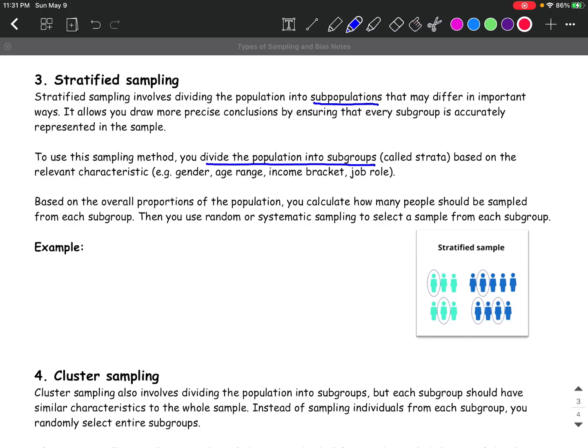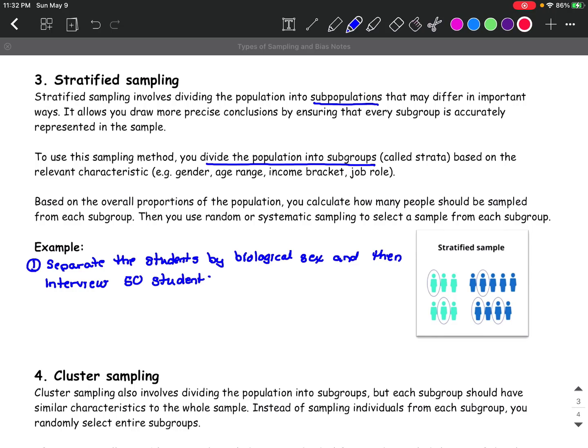If we go back to our ice cream example, there's at least 2 ways we could do this. Let's say we separate the students by biological sex, and then interview 50 students from each subpopulation. Okay, so everybody's split into the 2 groups of whether by biology they're male or biology they're female, and then we take 50 from each of those groups and survey them that way.